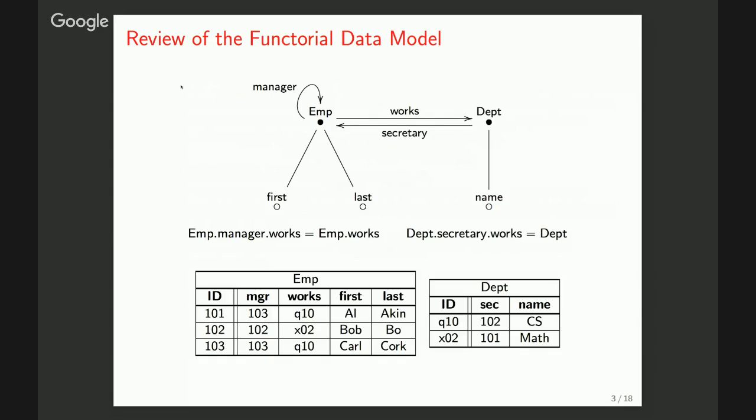And an instance, which categorically is a set valued functor, can be thought of as just a set of tables where each node corresponds to one table and the columns in the table correspond to the attributes and foreign keys. So for example here, the employee table there has 3 employees, 101, 102, 103, with the manager column filled in appropriately. You can see first and last names, and similarly there's department, 2 departments, CS and math, and you see the foreign key secretary abbreviated there, which is foreign keys back into the employee table.